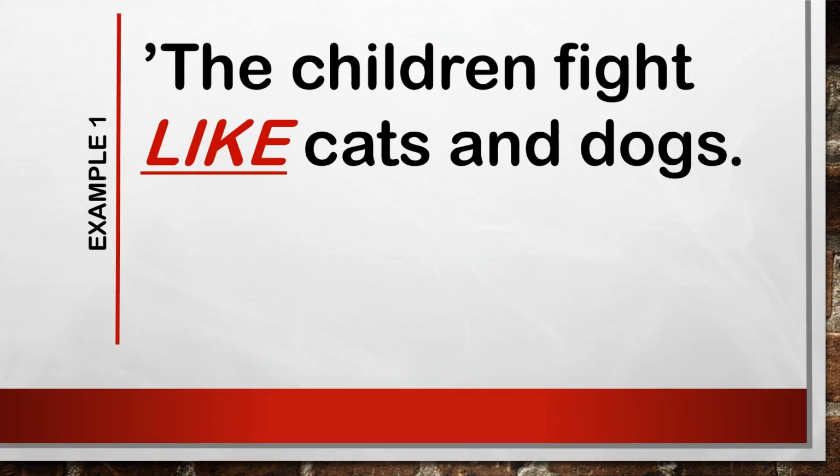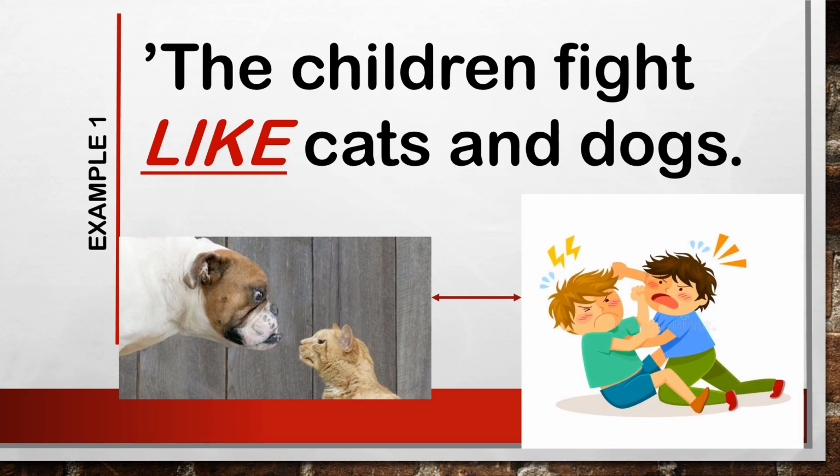For an example, the children fight like cats and dogs. Now we are comparing children with animals. We know that cats and dogs are animals whilst children are human beings. So, in this way, this sentence is vivid as it says that cats and dogs regularly fight. When cats and dogs are fighting, there is violence there. So here when they say the children fight like cats and dogs, they are always scratching each other. They are always on each other's case.